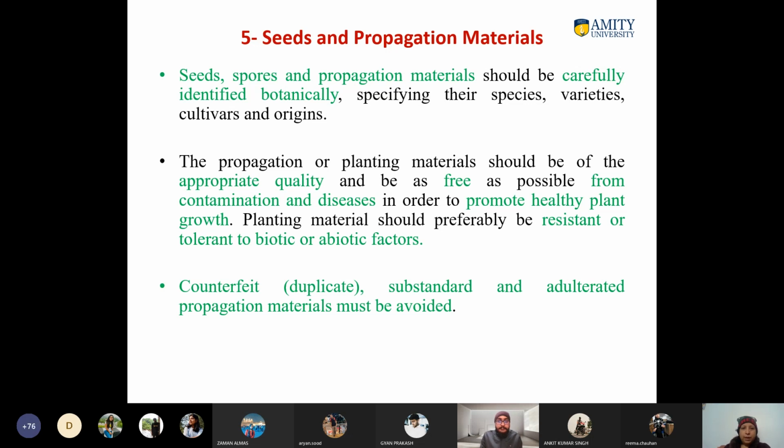ओके, तो इसमें हम बात कर रहे हैं कि सीड्स और जो भी आपका प्रोपोगेशन मटेरियल है जिससे आप प्रोपोगेट कर रहे हो, वो क्या हो सकता है? रूट्स हो सकती हैं, स्टेम कटिंग्स हो सकते हैं, और स्पोर्स हो सकते हैं. तो आपको इस तरीके से, they have to be chosen, and then they have to be identified correctly by any botanist.